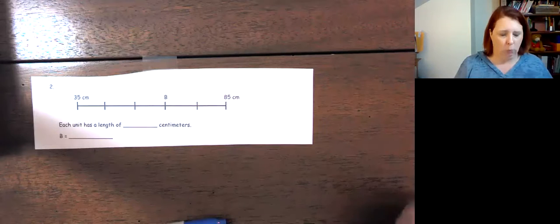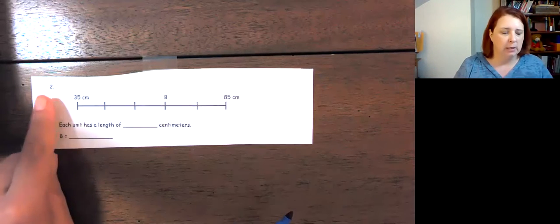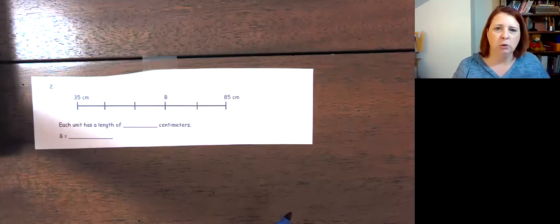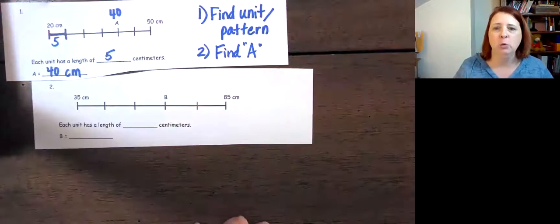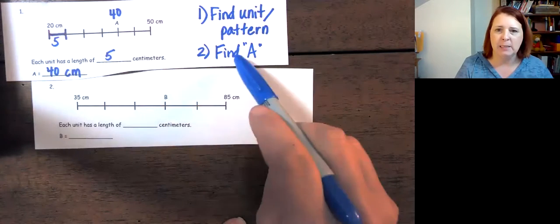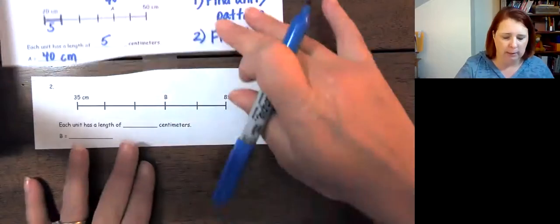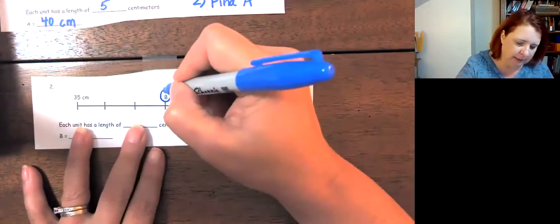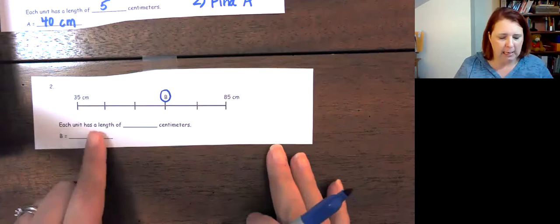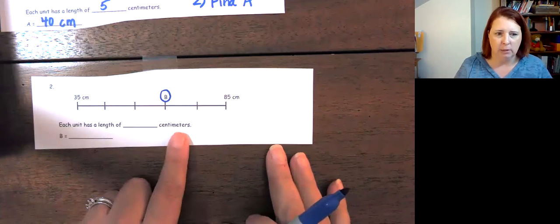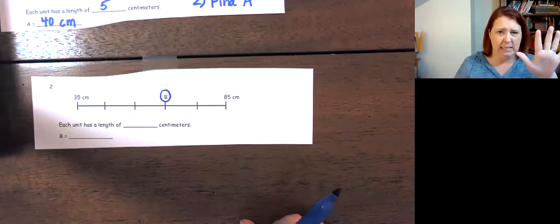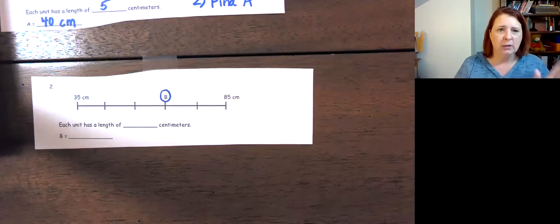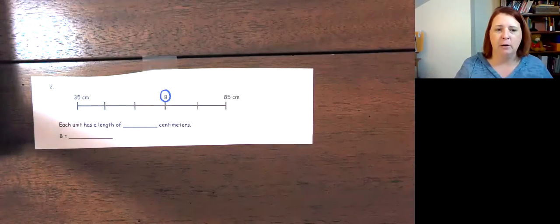All right, my friends, so we're back, and now we have number 2. If you remember what I told you, we were going to really have 2 steps. First step is to find the unit or the pattern, and then the second step is to find the letter. On this particular problem, we have the letter B. So each unit has a length of blank centimeters. And then what does B equal? Well, 5's worked with us twice now. Let's try it a 3rd time, counting by 5.